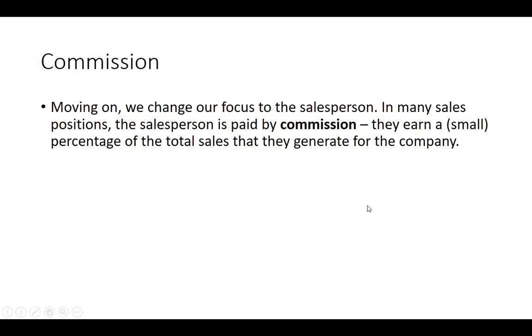Moving on, we change our focus to the salesperson. In many sales positions, the salesperson is paid by commission, meaning they earn a small percentage of the total sales that they generate for the company.